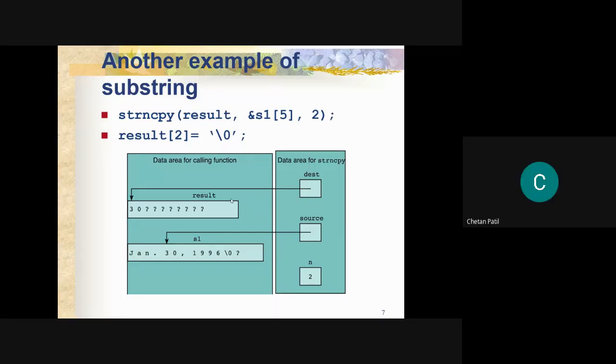Ma'am, why aren't we putting backslash 0 at n? Why are we putting it at n minus 1? Could you please explain? The base index is 0. So 0 to n minus 1 will be n.